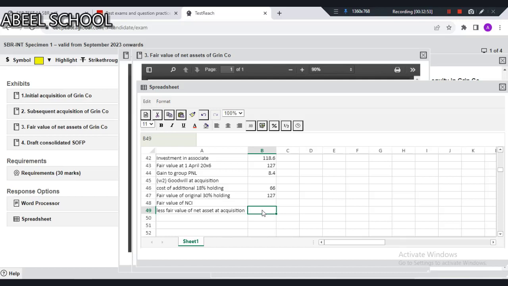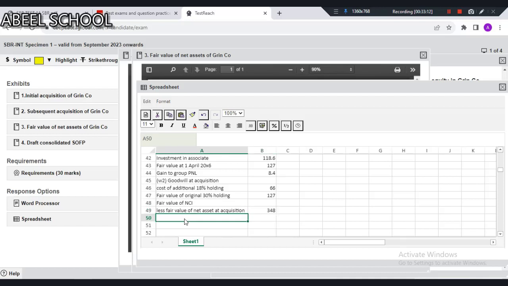Less fair value of net assets, less what to do. Okay, I'll show you. Minus 348. Okay, you can do one thing, just write 348. I'll show you what to do.